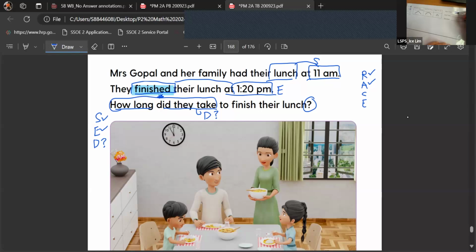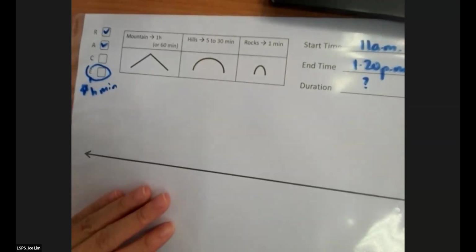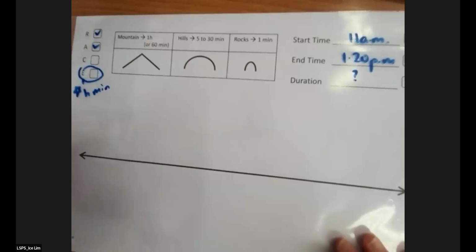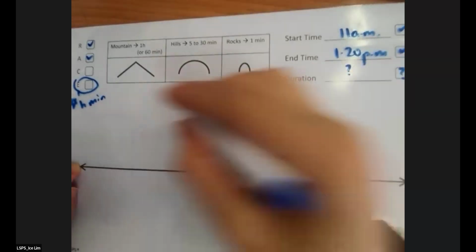The start time is 11 a.m. The end time is 1:20 p.m. The duration is in hours and minutes again. So I just transferred my annotations to my timeline. Now I'm going to share. Stop share and you can see I've just transferred it here to my plastic folder template. Okay, so I'm going to begin trying to write it out on the template here with the timeline given here. I will choose the timeline as the method to solve this question.